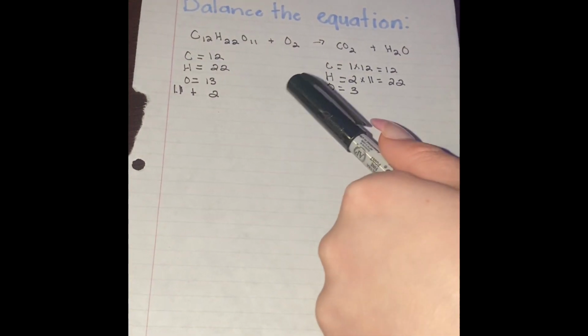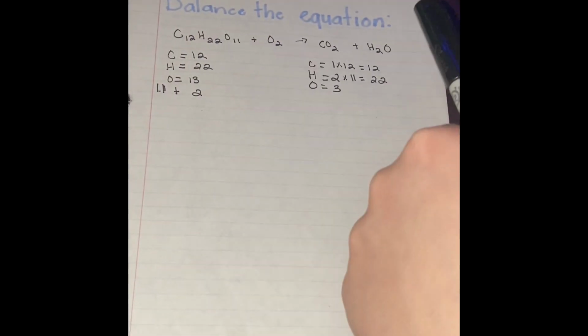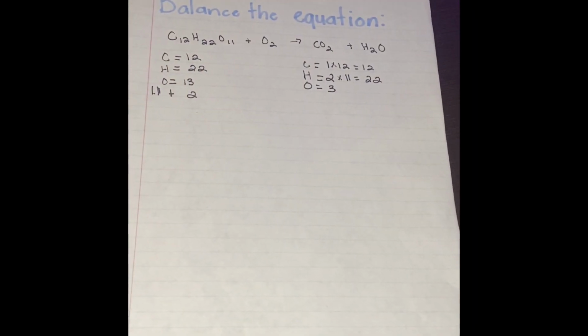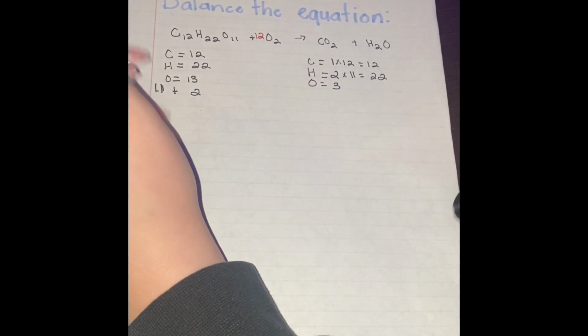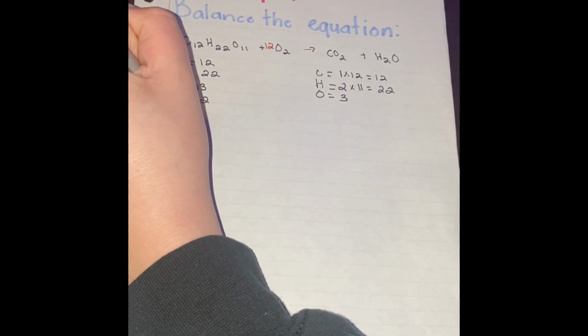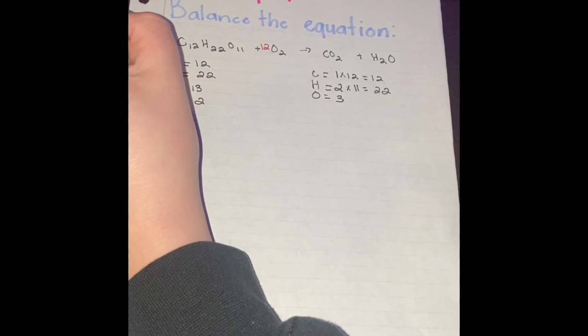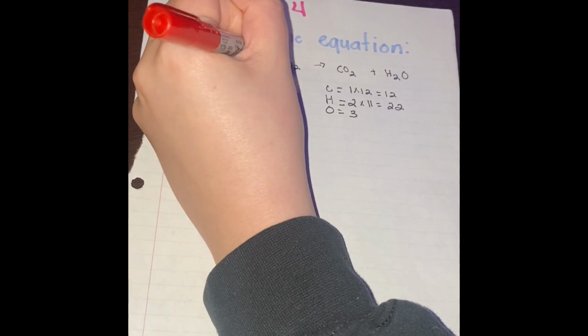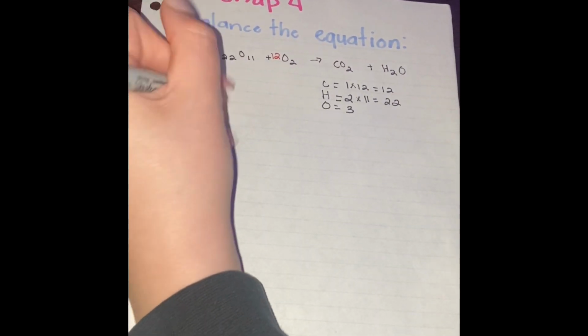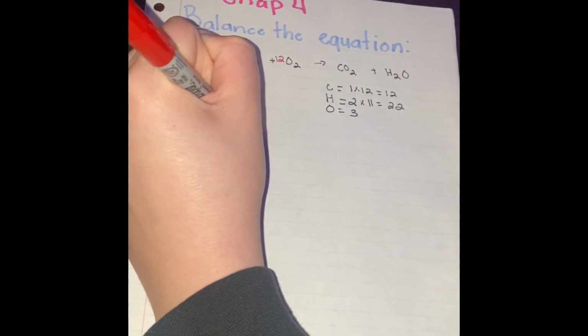So to try and make this even, what we're going to do is multiply this oxygen by 12, which will give us 24. So then we will have 11 plus 24, because we are multiplying that 12 by 2, which will give us 24, which will equal 35.